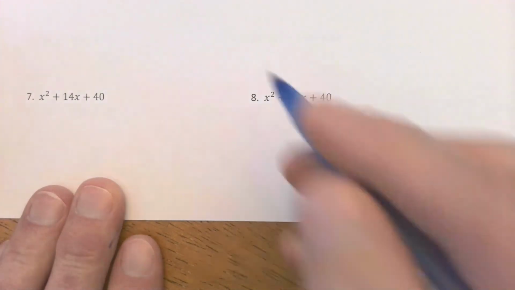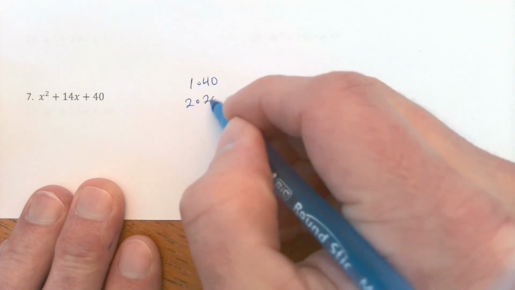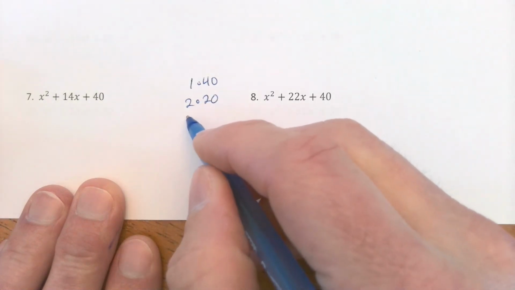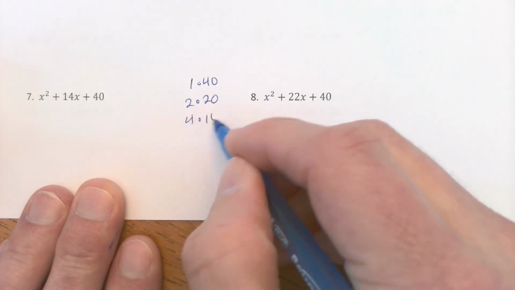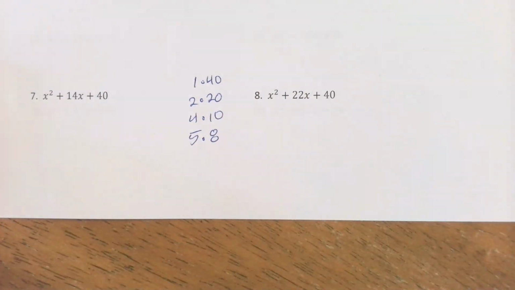Here's the results of what we just saw. 1 times 40, 2 times 20. Not 3, that won't work. But 4 times 10 and 5 times 8 are all ways to multiply with whole numbers, not using negatives, to get 40.